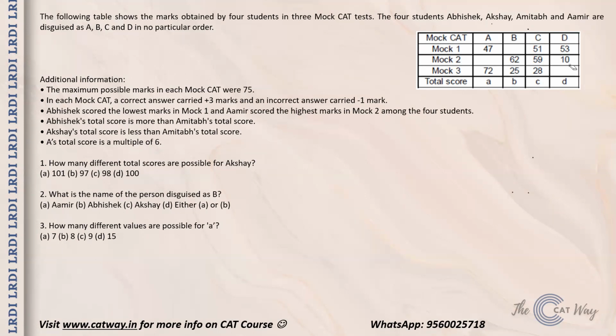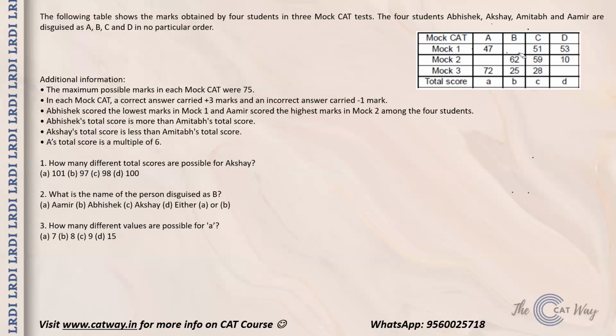And similarly, for Abhishek, he scored the lowest marks in mock 1. Now in mock 1, 47 is the lowest of the available values. So either Abhishek could be A, or the value that is not available for B in mock 1, the score of B in mock 1, could be less than 47. In that case, Abhishek would be B. So that means between Amir and Abhishek, one of them is A and the other one is B. That means between C and D, Amitabh is either C or D and Akshay is either C or D, right?